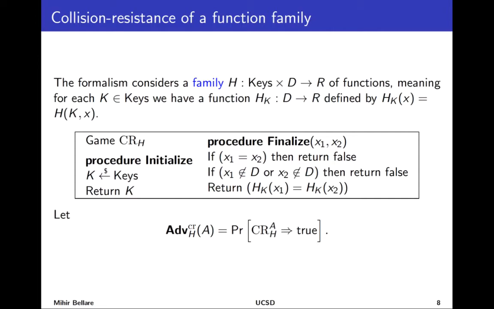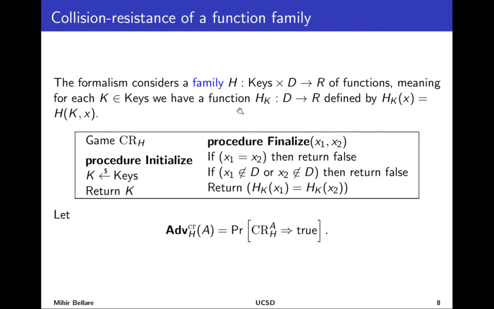Also remember that if we make a particular choice K of the key, then we define from it a function h sub k that maps the domain D to R. What does it do? It just applies the big function h on the two arguments k and x. But the idea is that we usually think of k as fixed, and then we think of computing this for different values of x.